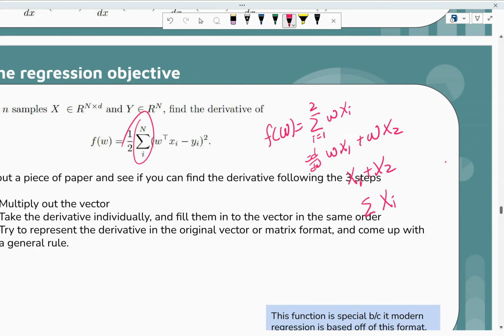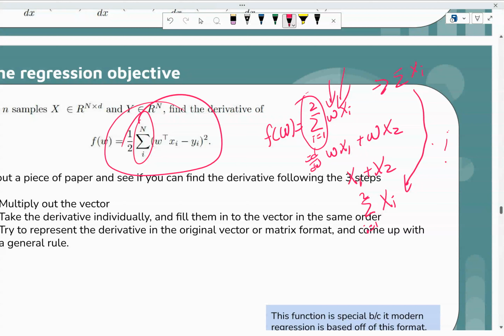What this is saying is that you can actually just keep the summation here and just take the derivative with respect to w, right? Then you're just going to get the summation of xi, which is equivalent to if you had tried to sum them up. So this particular example works as well for these kinds of things.